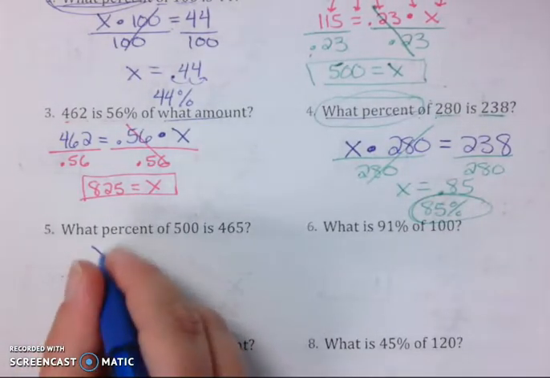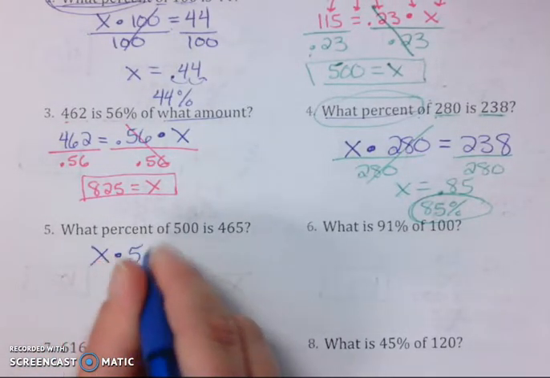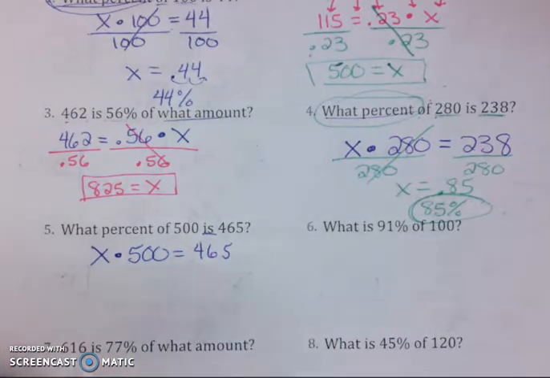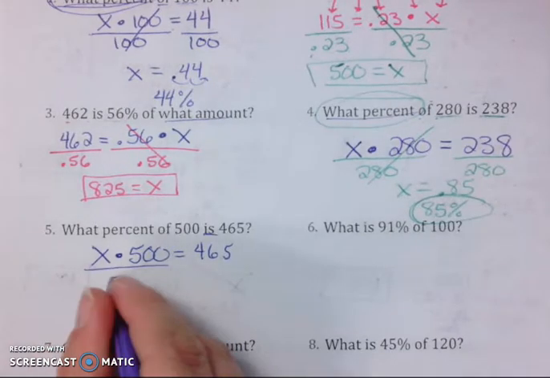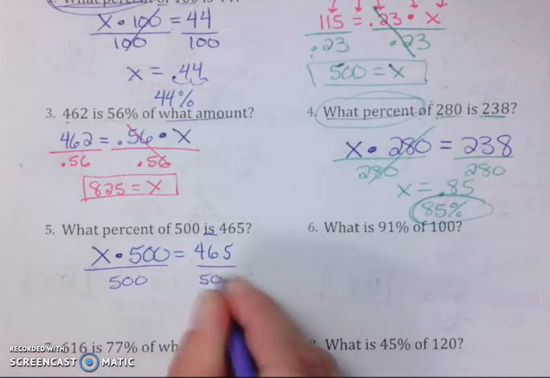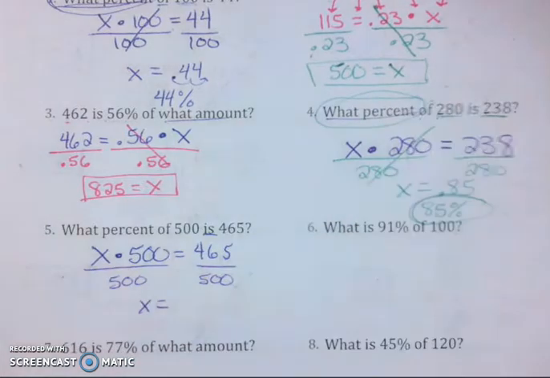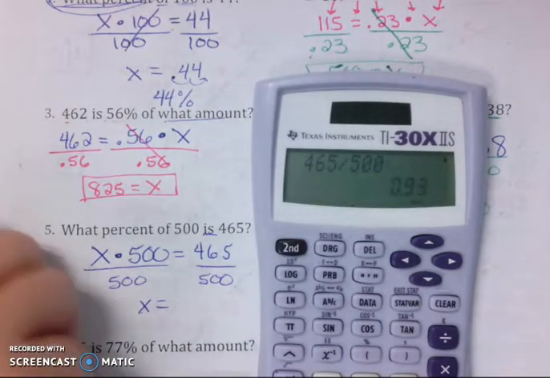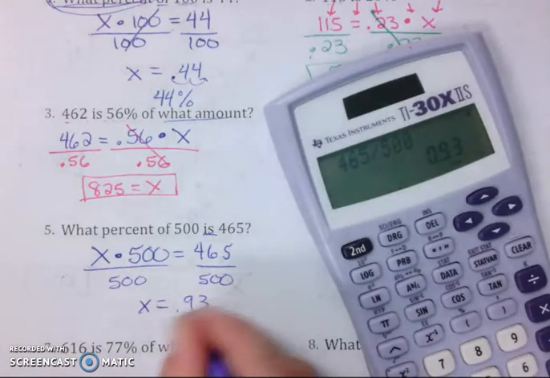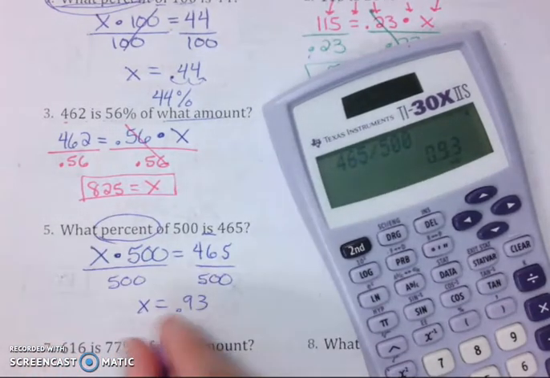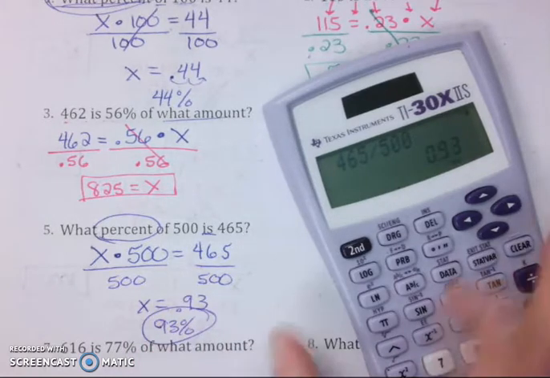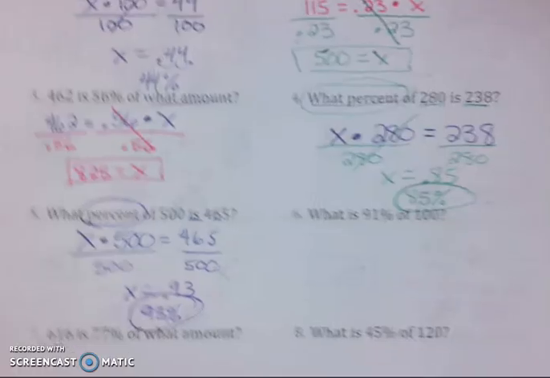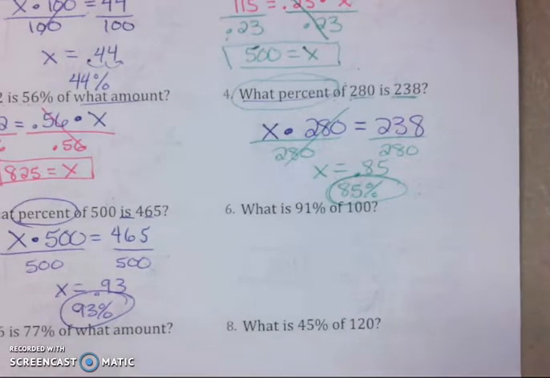So what percent? X, of means times 500, is equals. So I can write that right out like that. Divide by 500 on both sides to get x by itself. 0.93. When you get that decimal, remember what percent? 93%. That makes much more sense. This is a high number. It should be close.